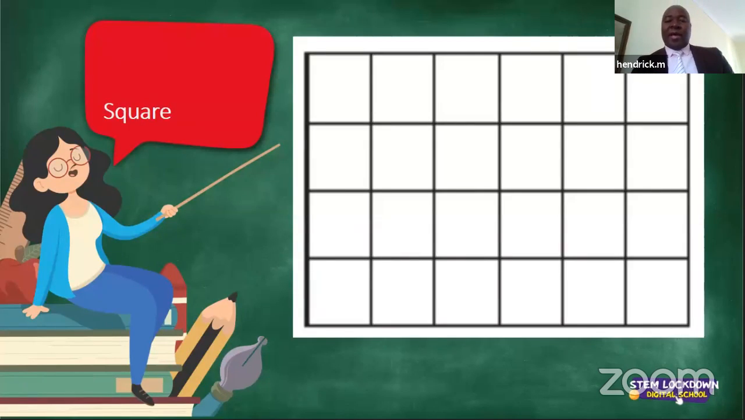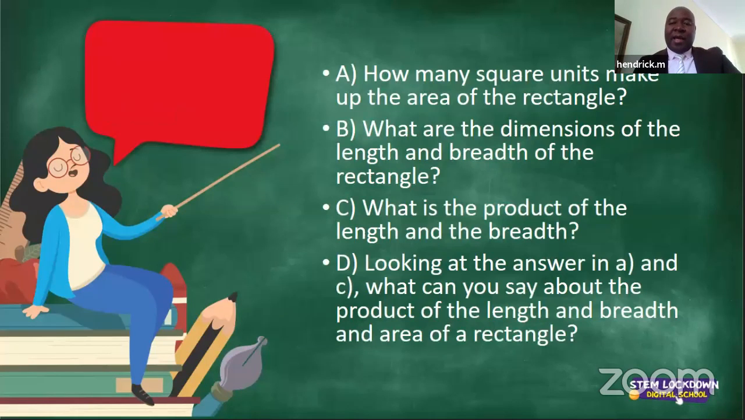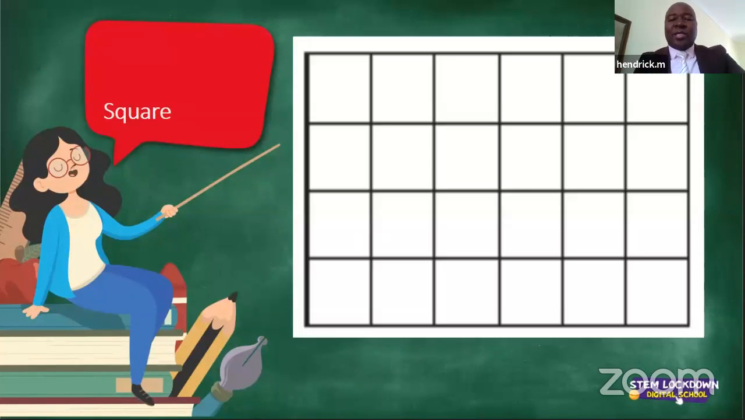Consider the following. This is the rectangle that I was talking about, which has some squares inside. I want you to observe this rectangle with the squares and hopefully answer the following questions. The first question will be: how many square units make up the area of this rectangle? If anyone wants to attempt, how many square units make up the area of this rectangle?